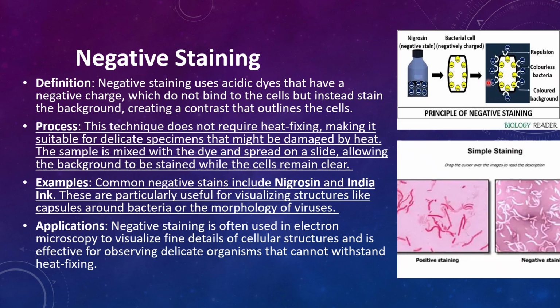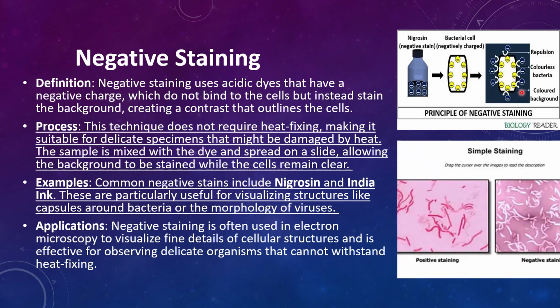As I told, here the organism or the specimen part will not be colored. Instead, the background will be colored. Okay, why this happens is, here we will use negative stain, that is the acidic dyes, and these are negatively charged. And as I told, most of the cellular components are negatively charged, and as a result, what happens when the negative stain tries to attract the negative charge over here, they repel.